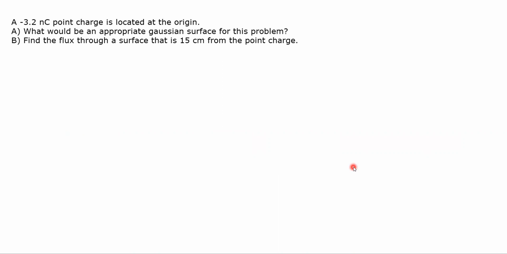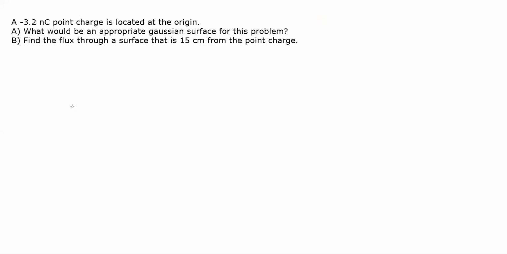So our first example is just a point charge. A -3.2 nanocoulomb point charge is located at the origin. What would be an appropriate Gaussian surface for this problem? Okay, and then we're going to decide that, and then find the flux through a surface that is 15 centimeters from the point charge. Okay, so let me draw the point charge first.